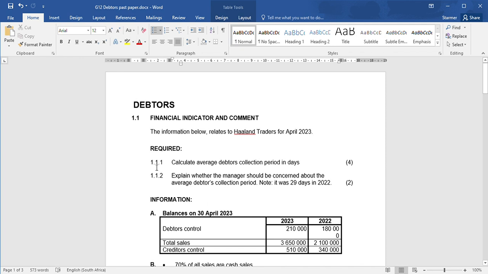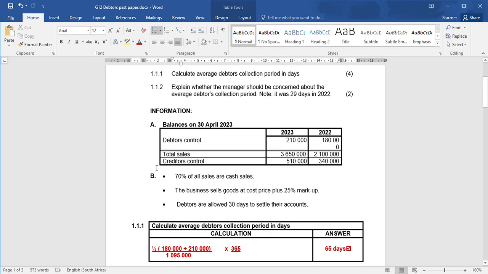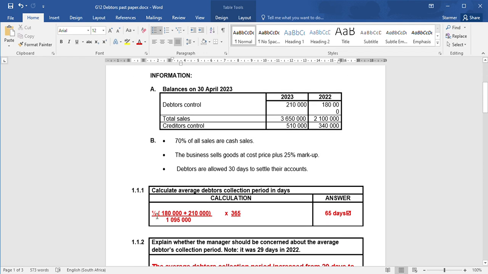The formula to calculate average debtors collection period is your average debtors, in other words, half of your opening debtors plus half of your closing debtors, divided by credit sales. They tell you your total sales is 3650 and 70% is for cash, which means you take 30% of 3650, which gives you 1095. Because you want your answer in days, you multiply it by 365, and that gives you 65 days.